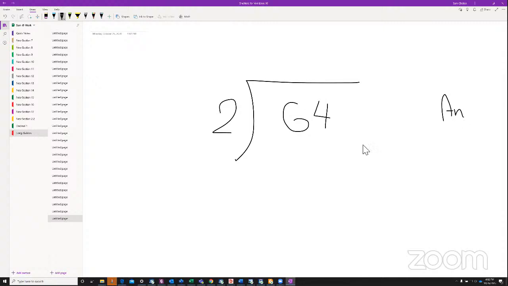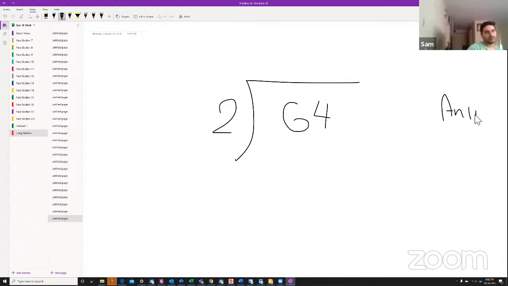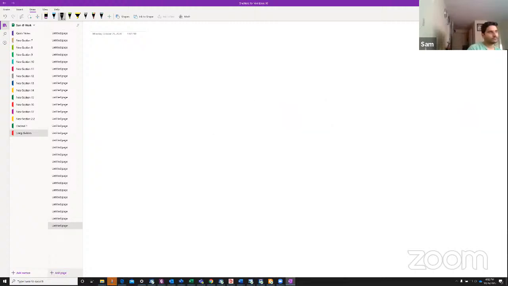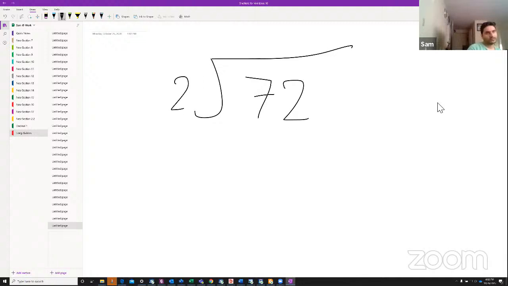32. So 32. That's the right answer. I don't think we have to go into detail for that one. Let's do a similar one. If you have a 72, you can divide 72 by 2.